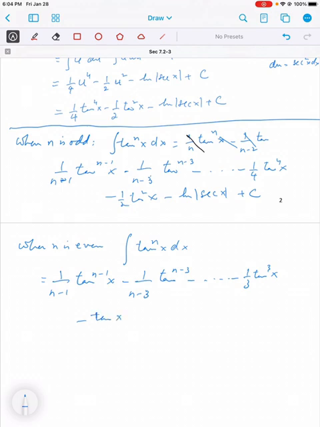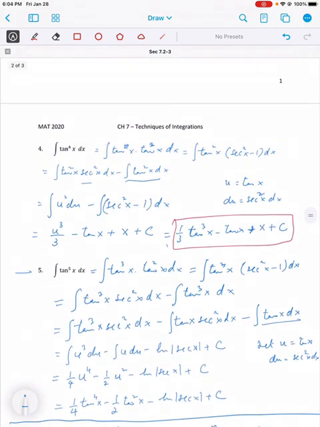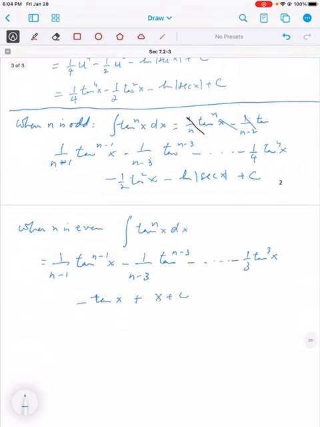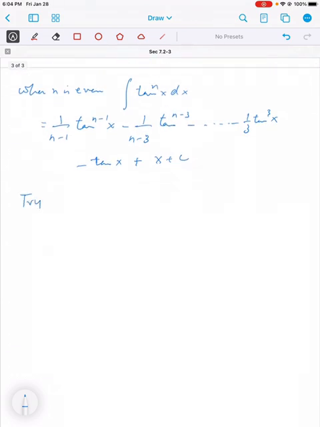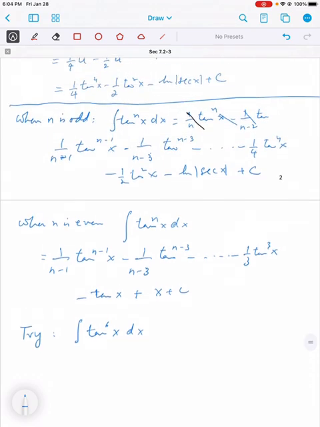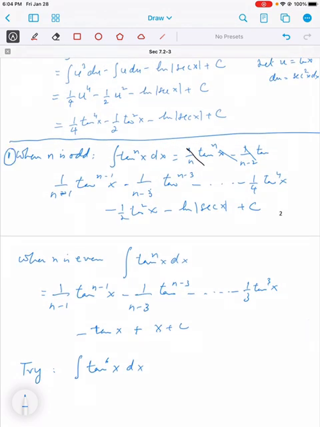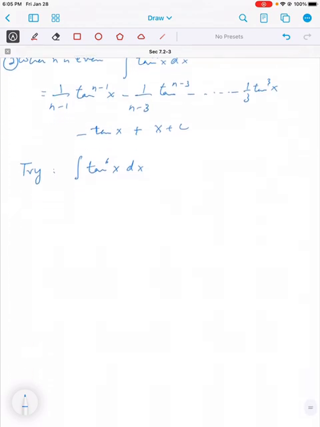So you guys can try, for example, the integral of tangent to the 6x dx, and see if the result that we get is the same as what we get from using these formulas that I wrote here. Formula 1 and then formula 2, you can call it. And also try tangent of 7x dx. Okay, in the next video we will look at powers of secant.